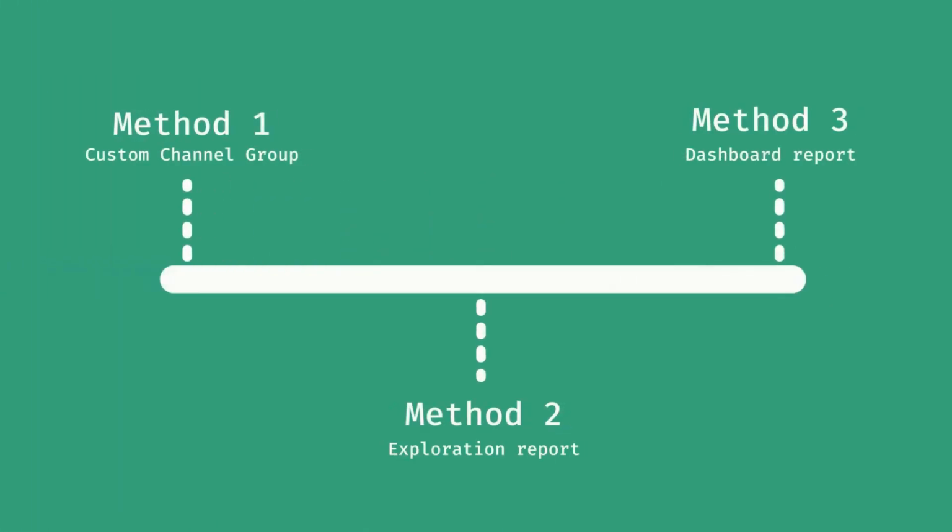All right, so here are the 3 methods that we're going to set up. Method 1 is going to be a more systematic, permanent way to categorize your AI traffic. Number 2 is going to be the exploration report, which is great for flexibility, one-off analysis. And lastly, the custom dashboard report to give yourself a fast, repeatable way to check in on that AI traffic.